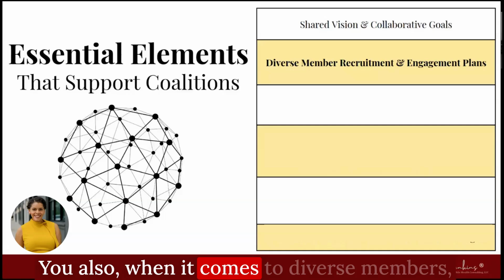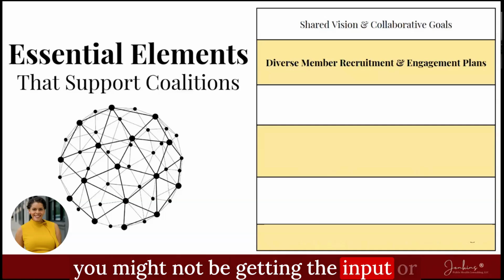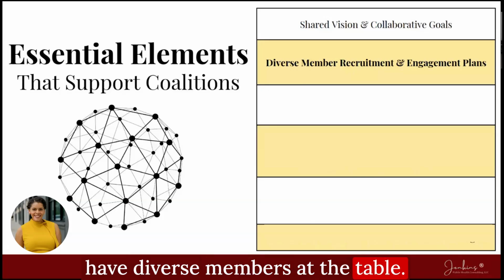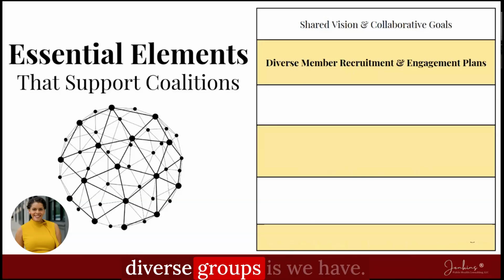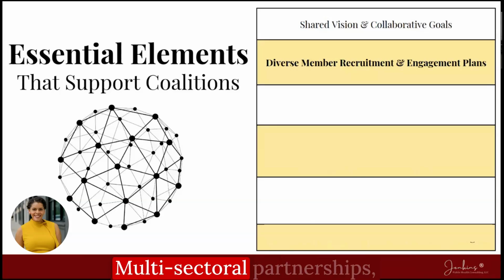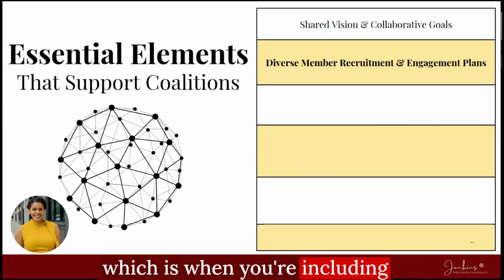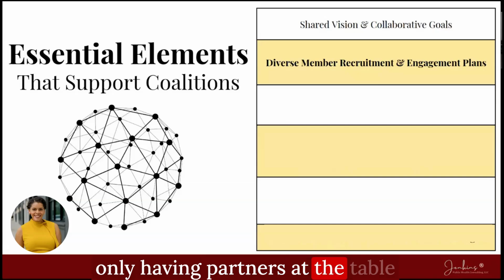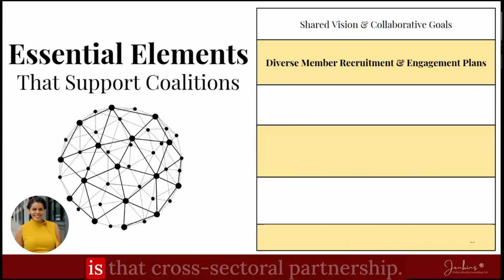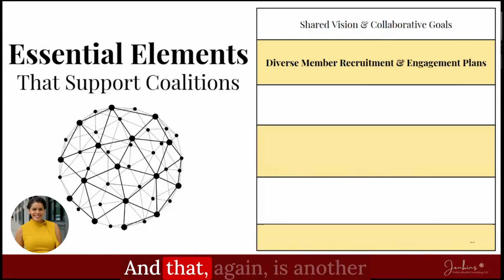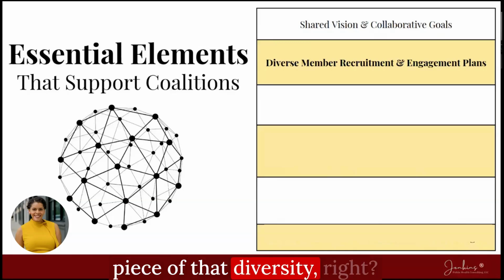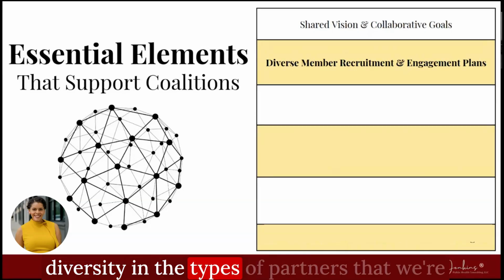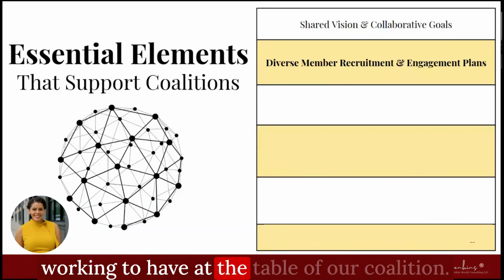You also, when it comes to diverse members, might not be getting the input or the knowledge about the communities that you're serving because you don't have diverse members at the table. And going deeper about diverse groups, we have multi-sectoral partnerships, which is when you're including organizations and community. A lot of the times we're talking about only having partners at the table that are part of our coalition, which is that cross-sectoral partnership. And that, again, is another piece of that diversity, right? Not just diversity in race and ethnicity, but diversity in the types of partners that we're working to have at the table of our coalition.